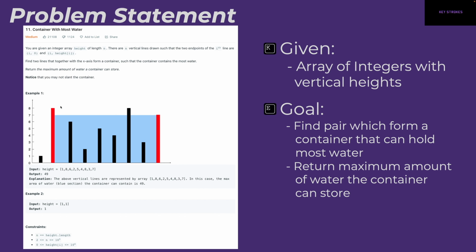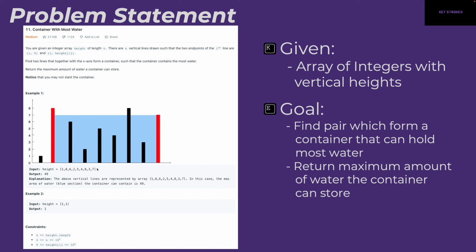Now our goal with this problem is to find two such vertical lines such that the two lines and the x-axis together make a container, and the container will hold water. Now we need to find two such lines such that we get a container that can hold the most water for the given input.